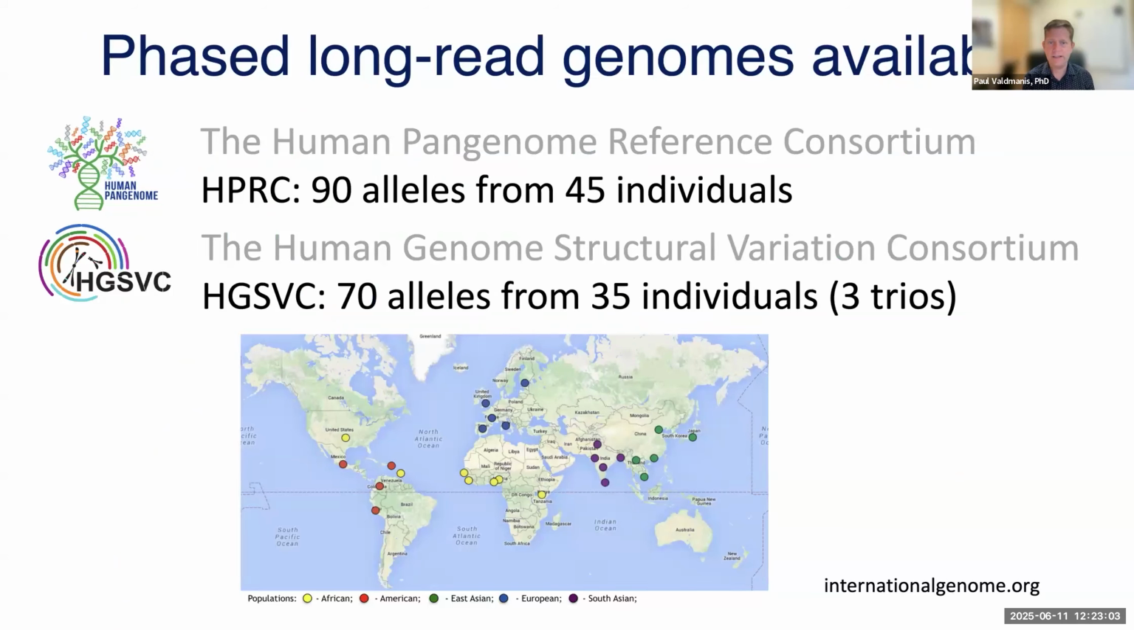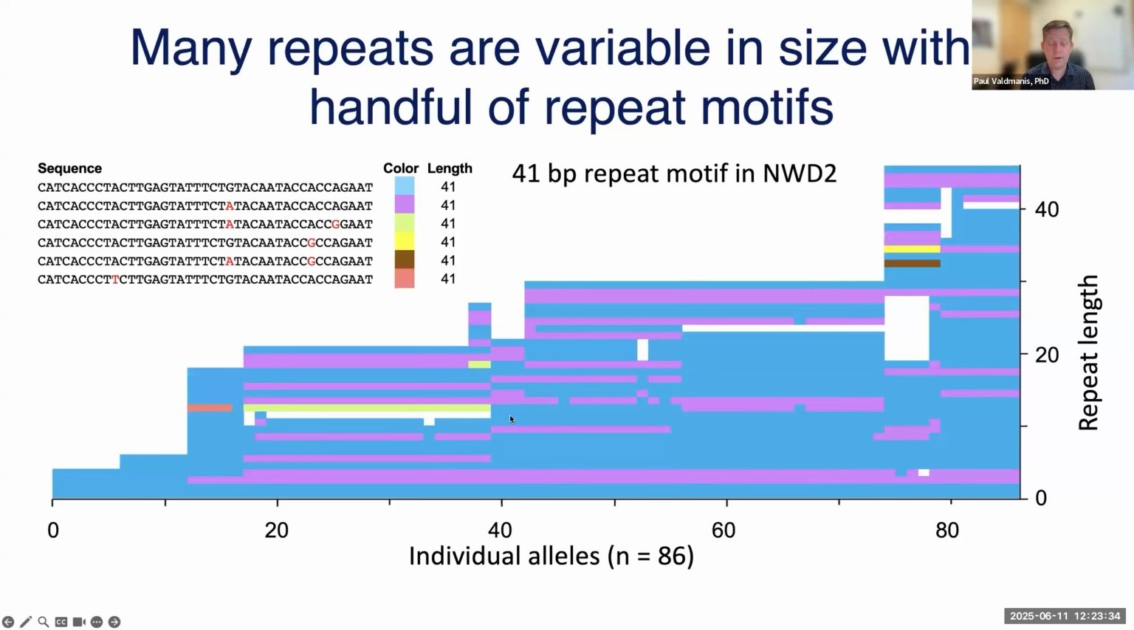And for this, we took advantage of two large cohorts of individuals that have undergone phased long-read sequencing, including from the Human Pangenome Reference Consortium, the HPRC, as well as the Human Genome Structural Variation Consortium. And these, again, are performing long-read sequencing of samples from the 5 superpopulations available from the 1,000 Genomes Project, from American populations, African, South Asian, East Asian, and European. And with all these populations, we can start to get profiles of what some of these tandem repeats look like.